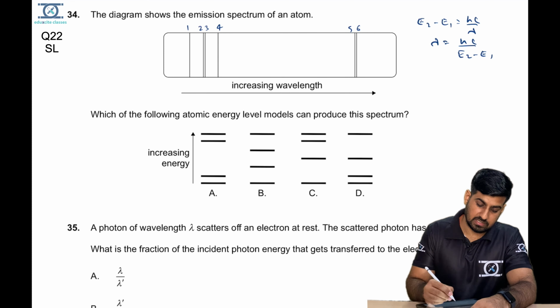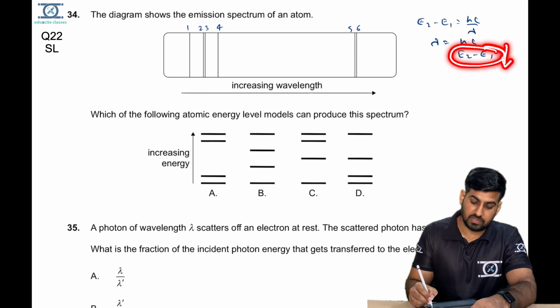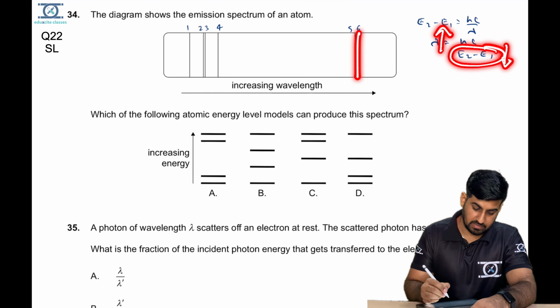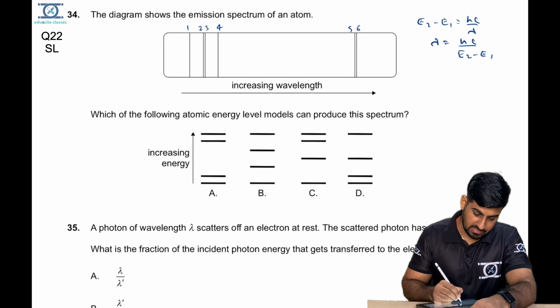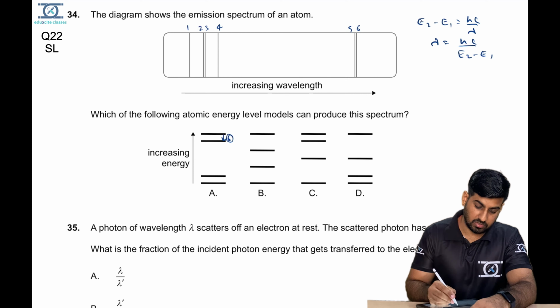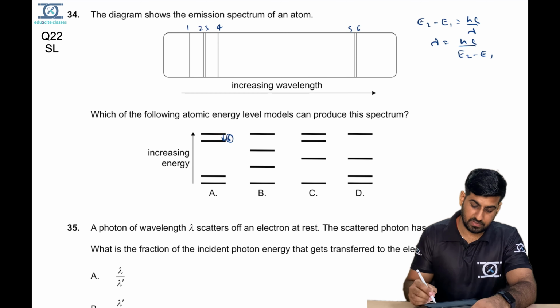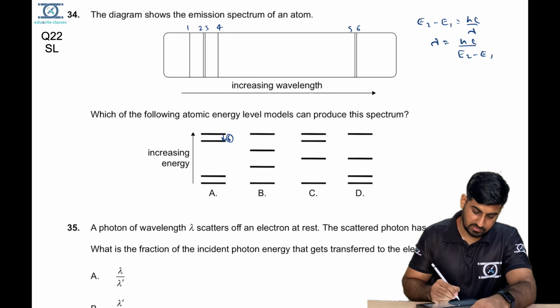So what I can say is, the lesser the difference in the energy level, the more will be the wavelength. So for 6, I can say it is the least, because this is the least energy level difference. So this will be the maximum wavelength, and 5 can be considered as this because these are very close.